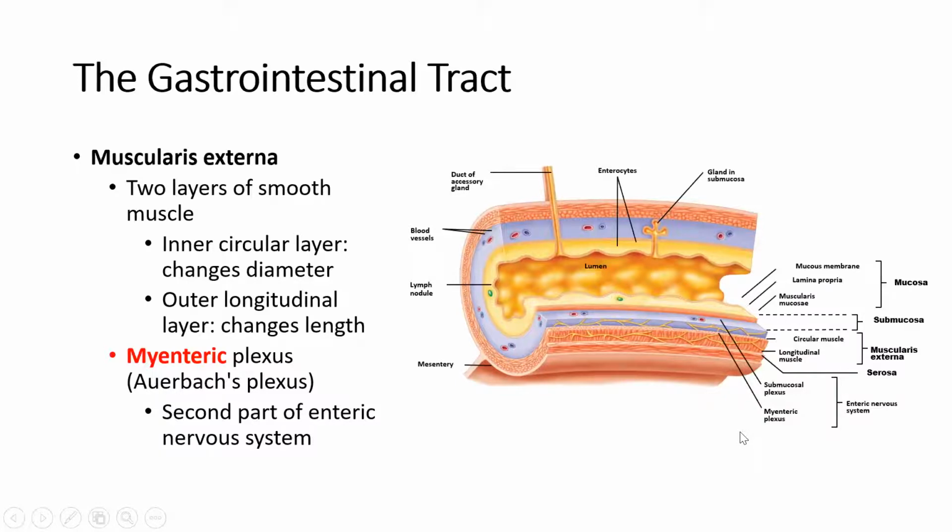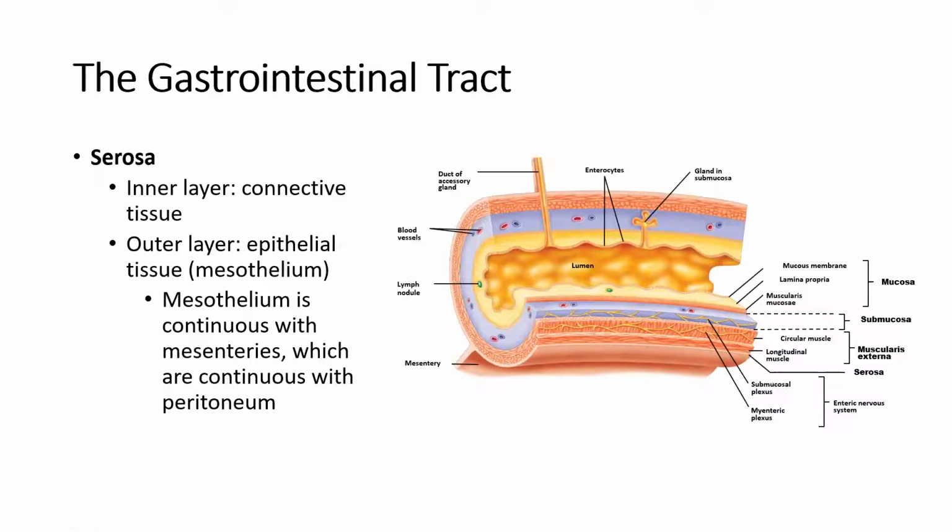The muscularis externa, again, is the thicker layer of smooth muscle. Here we once again see that the orientation of this muscle is in two different ways. We have an inner circular layer that can change the diameter of the tube. We have an outer longitudinal layer that can change the length of the tube. And then we also have another part of the autonomic system here, the myenteric plexus, also called the Auerbach's plexus.